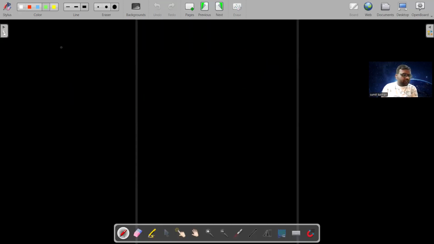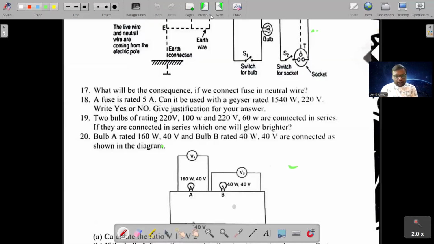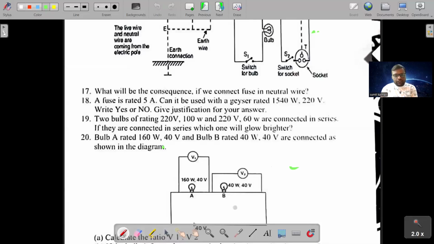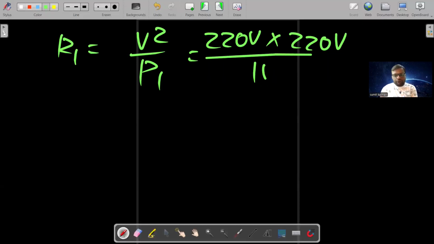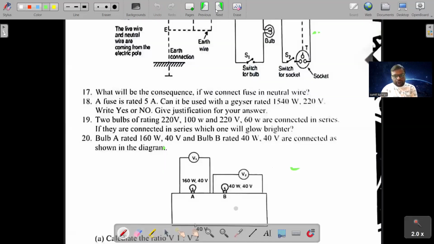So here, friends, how much is the resistance? R1 is equal to V square upon P1. Voltage is 220 volt, power is 100 watt. So here it will be 220 volt into 220 volt upon 100 watt. So here we are getting the resistance as 484 ohm.